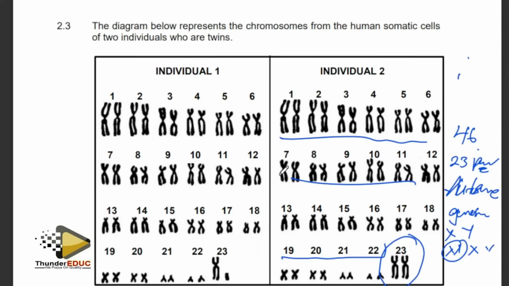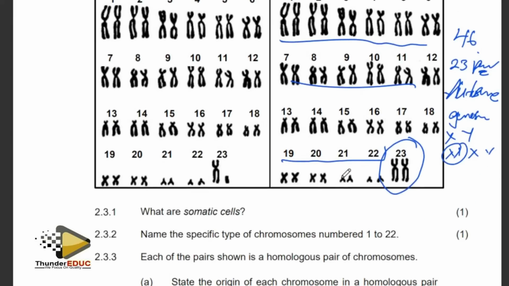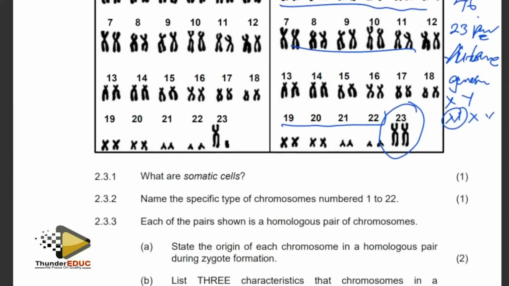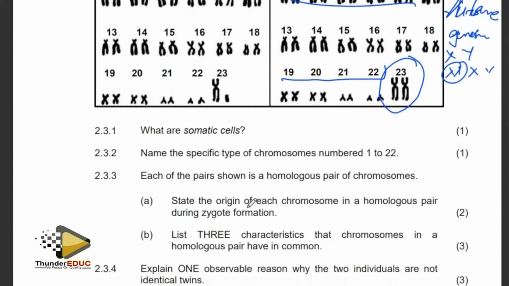Now, let's go to another question on karyotype. Just in case, because I was describing the 6-mark question, but they can bring a few other questions here. What are somatic cells? Somatic cells are body cells. Name the specific type of chromosome numbered 1 to 22. I said it is the autosome. Each pair shown is a homologous chromosome pair, and each pair shows the origin of the chromosomes.